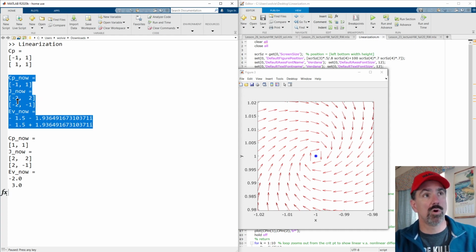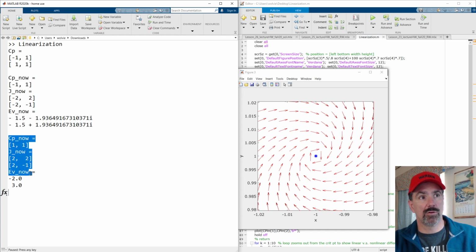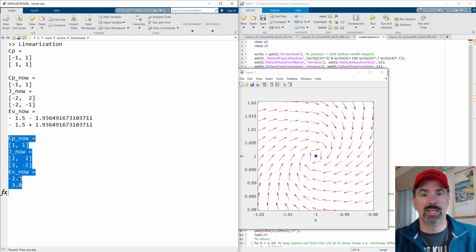At -1, 1, the Jacobian is exactly what we found, -2, 2, -2, -1. The eigenvalues are complex with negative real parts, so it's a spiral sink. Similarly, we have another critical point at 1, 1. This is the Jacobian, and it is a saddle point. We'll look at that later.